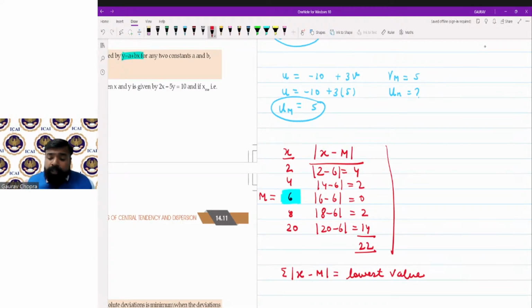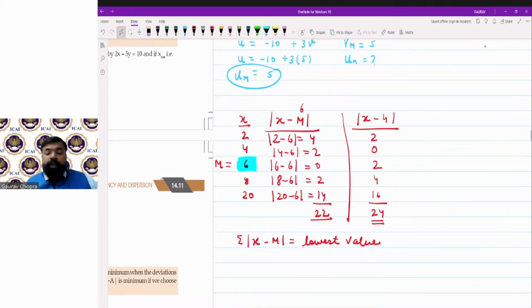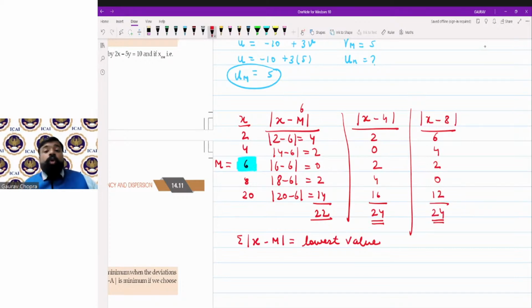Now let's do the same calculation with another number. Here we have taken the median 6. Now take any other number, let's say 4. So 2 minus 4 is 2, 4 minus 4 is 0, 6 minus 4 is 2, then 4, and then 16. What is the total? 24. So it is more than 22. Let's take one more. x minus 8. 2 minus 8 is 6, 4 minus 8 is 4, then 2, 0, and then 12. So again, it is 24.